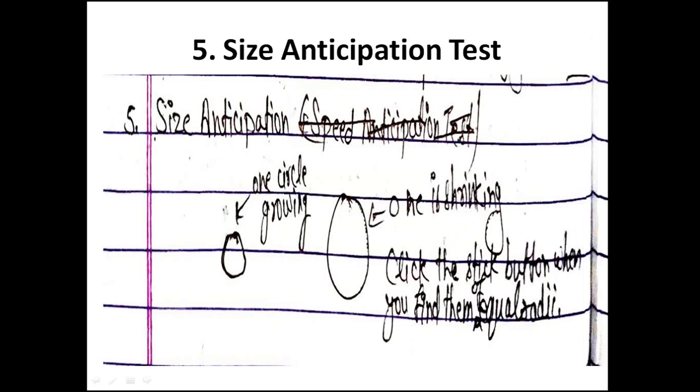Fifth one is your size anticipation test. In this you will get two circles. One circle will be growing and another one will be shrinking. Click the stick button when you find them of equal radii. When you find that yes, now these two circles are of equal radii, click on the button. See here, the orange color circle and the yellow color circle. The orange color circle is shrinking and the yellow color circle is growing. And when you find these two circles of equal radii, click the button.